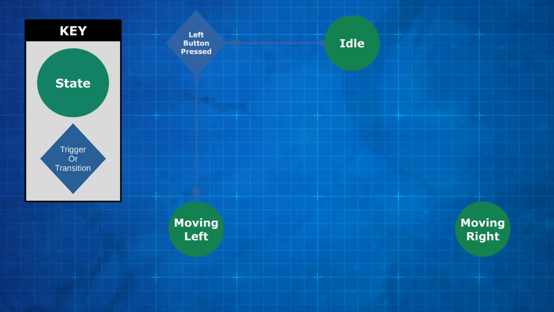If we're in the idle state and the left button is pressed, we want to transition to the moving left state. Let's also define our return transition. If we're in the moving left state and the left button is released, we want to transition to the idle state.